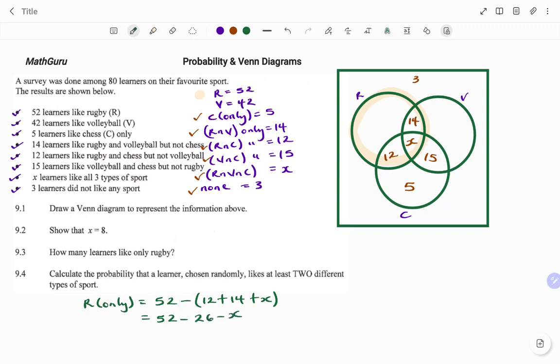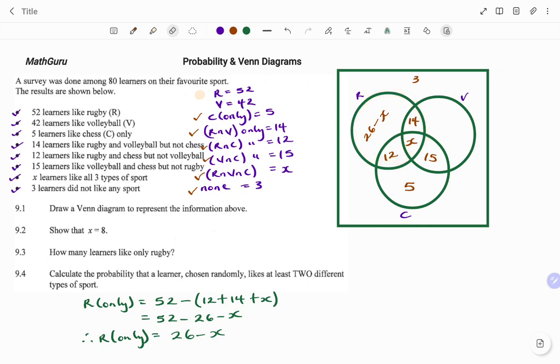12 plus 14 makes 26. Therefore, R only equals 52 minus 26, that's 26 minus x. I'm going to insert that in my diagram. I have 26 minus x.